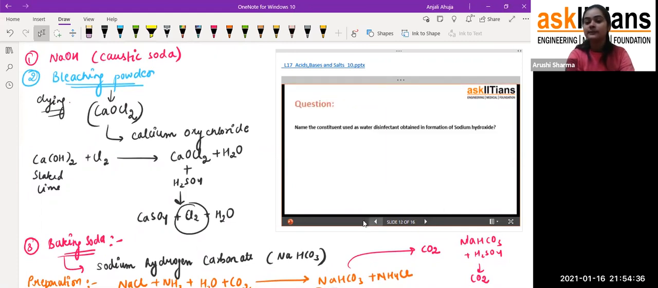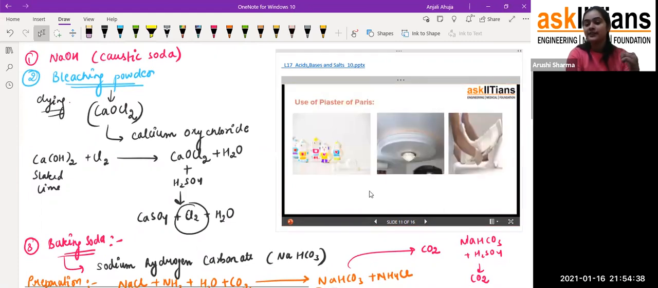Now where do we use POP? You can see in this picture that forming the ceiling, the design which we form in our houses over the ceiling, we use POP for that. We use POP to form toys. And POP is used when a person gets fractured, to fix the bone, because it is very hard in nature, so that the bone gets fixed in the formation of the fracture. So that's why students, POP has so many uses.